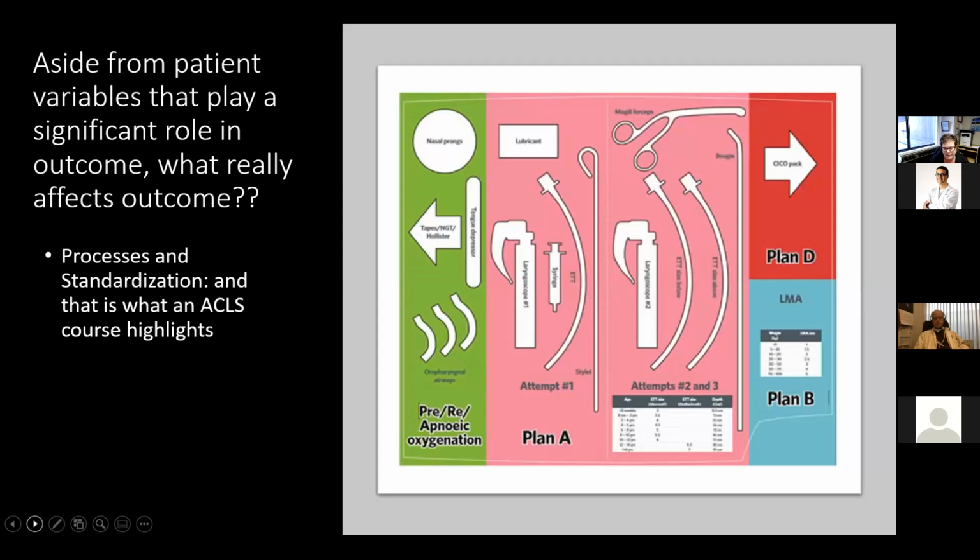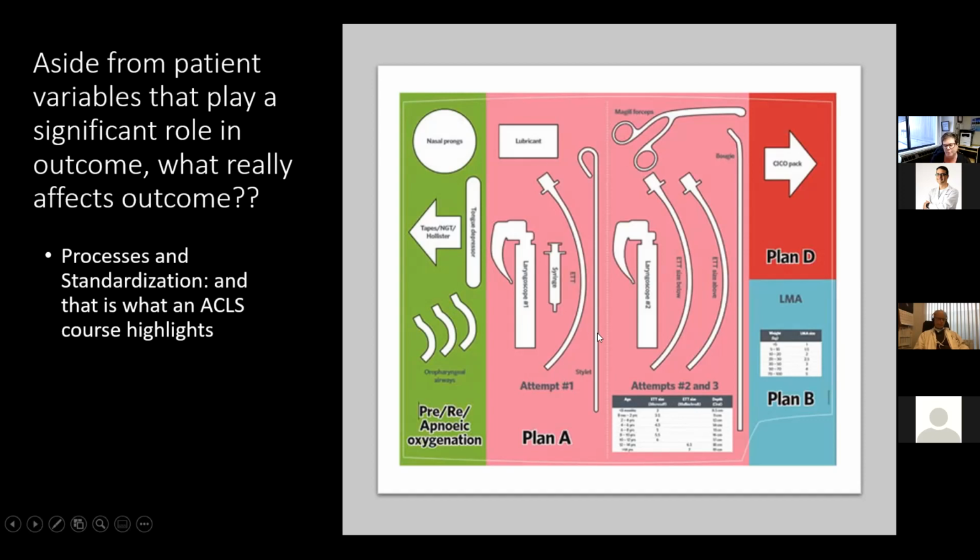What there is evidence to support is standardization and having processes in place. So we can't do a lot about our patient comorbidities and that type of thing. But what really affects outcome when you look at human performance is process and standardization. And that's what an ACLS course really highlights, is a very methodical approach to resuscitation.